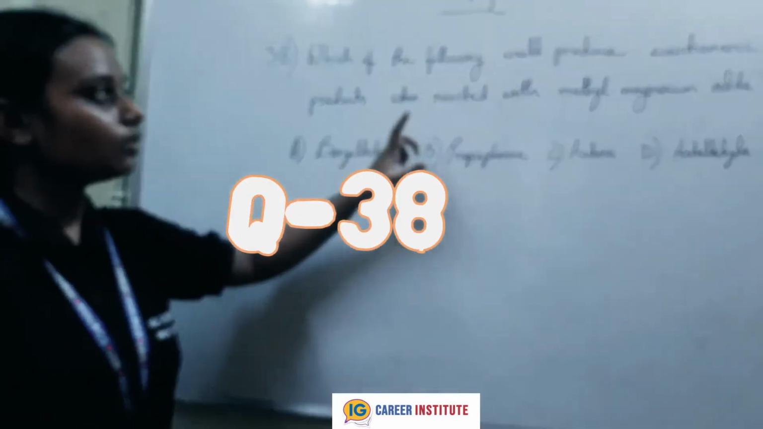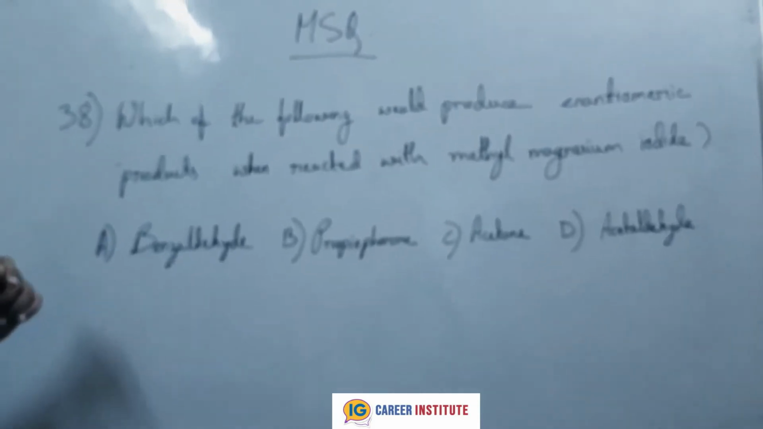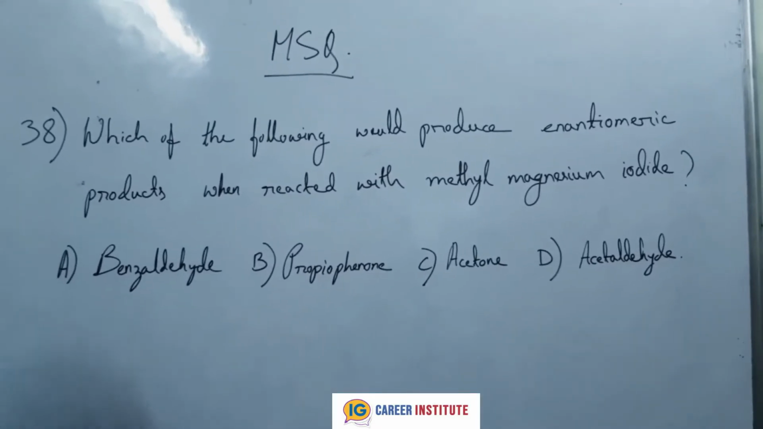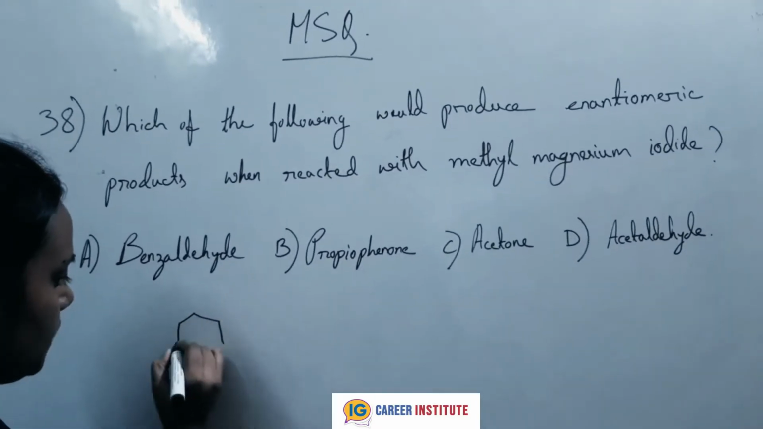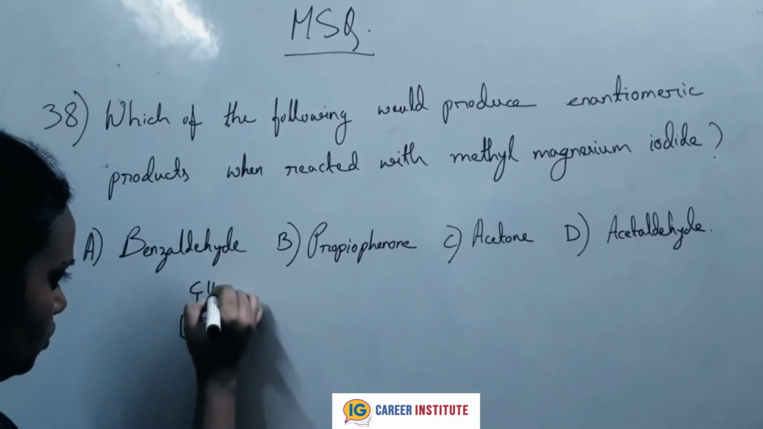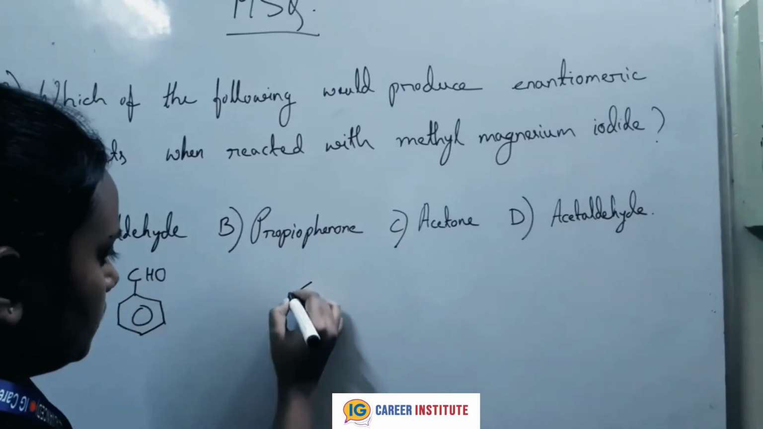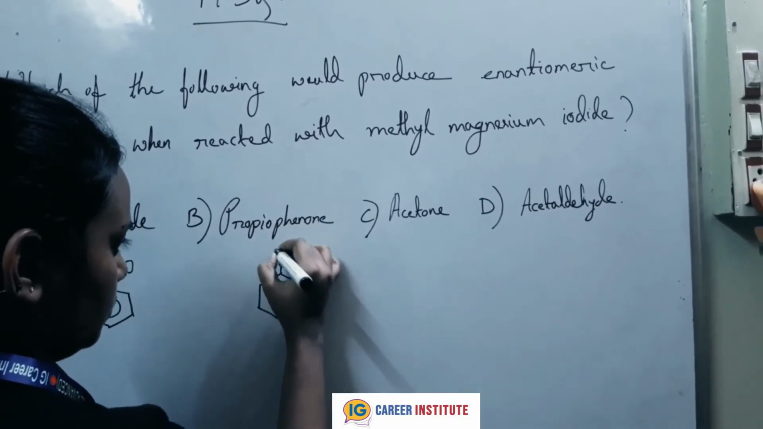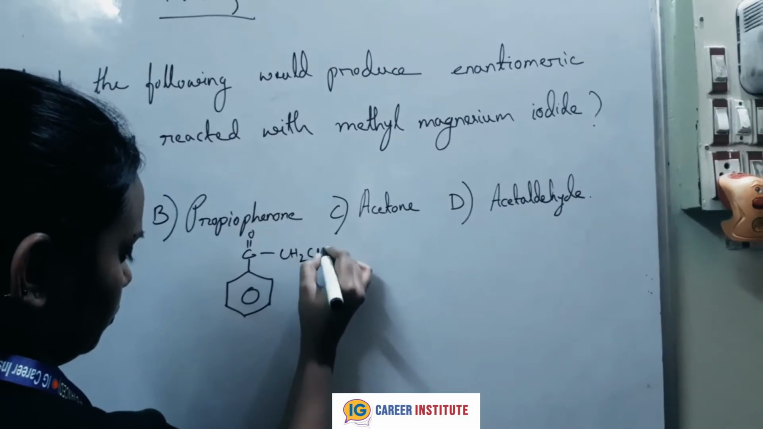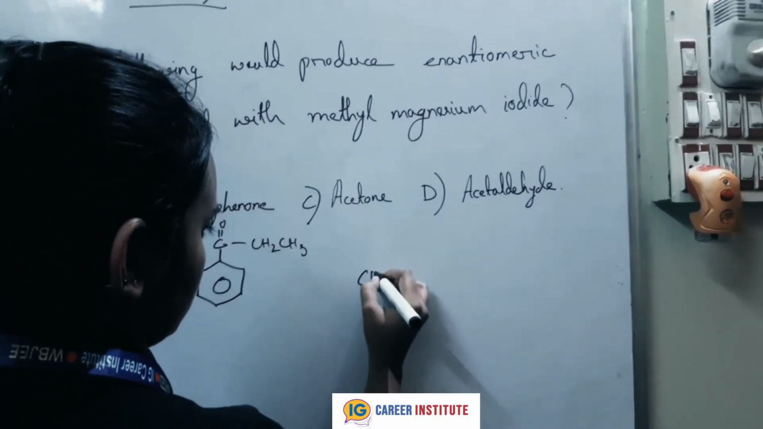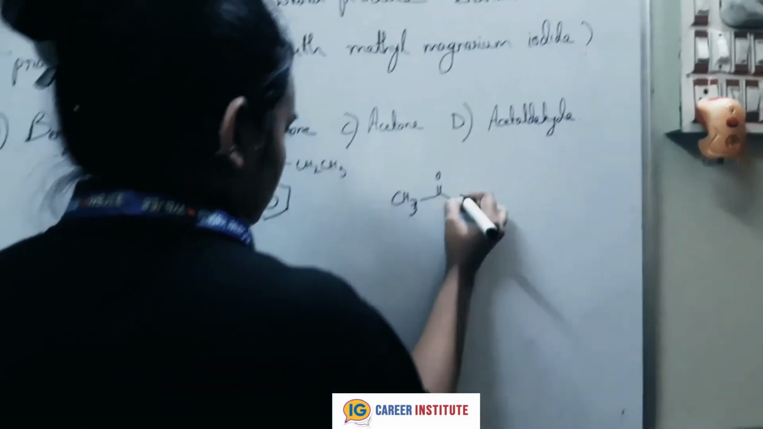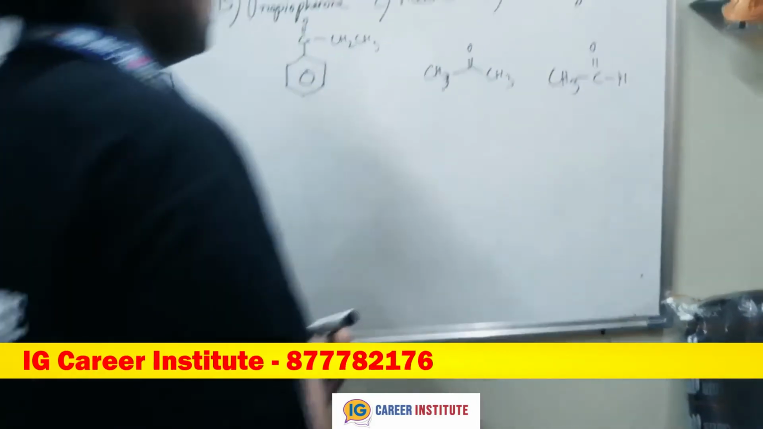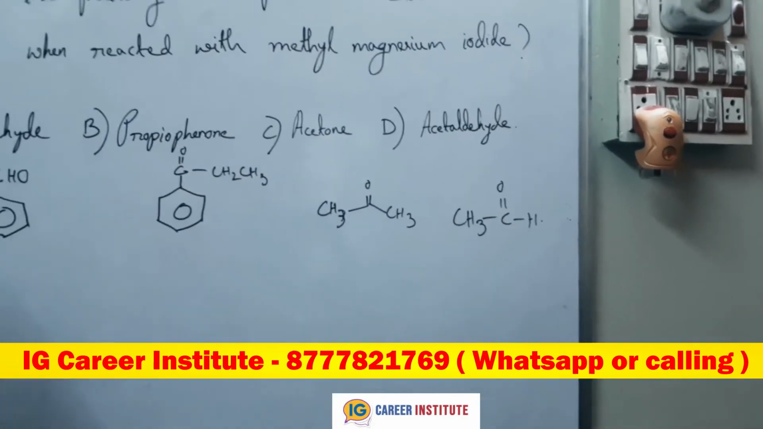Question 38. Which of the following would produce enantiomeric products when reacted with methyl magnesium iodide? So 4 options are given: benzaldehyde, propiophenone, acetone and acetaldehyde. First let me draw all the structures. Now what's the structure of benzaldehyde? This is nothing but benzene with CHO. Propiophenone is this one, benzene, then there is a C double bond O, and there is CH2, CH3 attached with it. Then there is acetone, CH3, C double bond O, CH3, and finally the acetaldehyde, CH3, CHO.